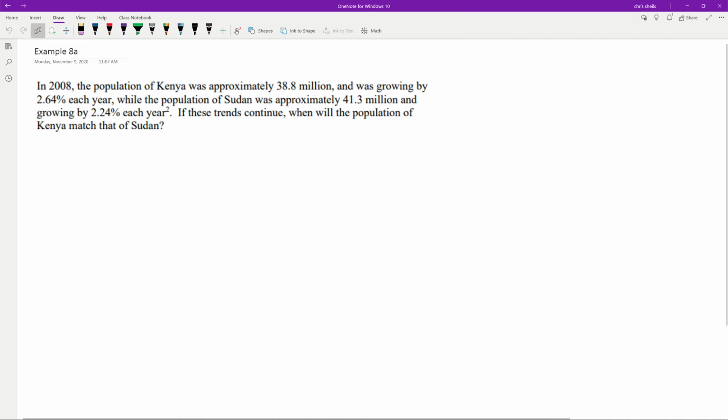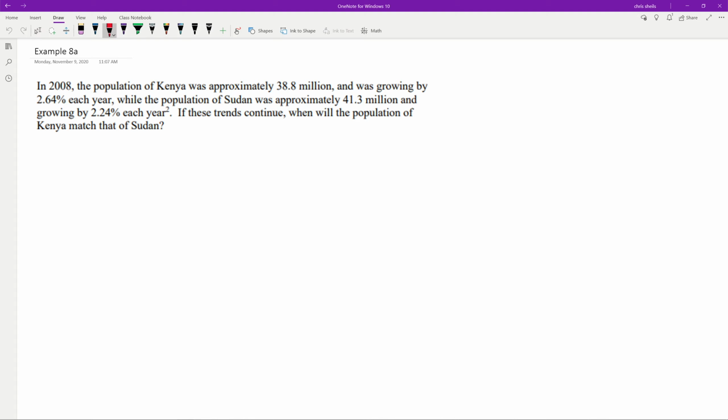In 2008, the population of Kenya was approximately 38.8 million and was growing by 2.64% each year, while the population of Sudan was approximately 41.3 million and growing by 2.24% each year. If these trends continue, when will the population of Kenya match that of Sudan?